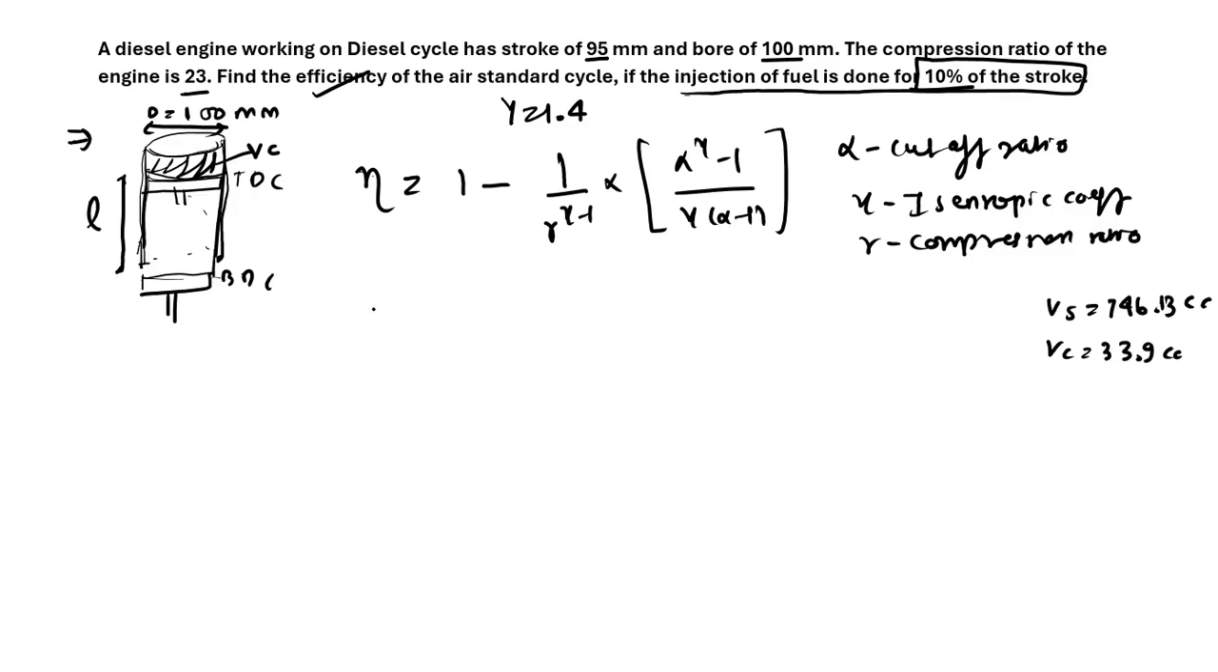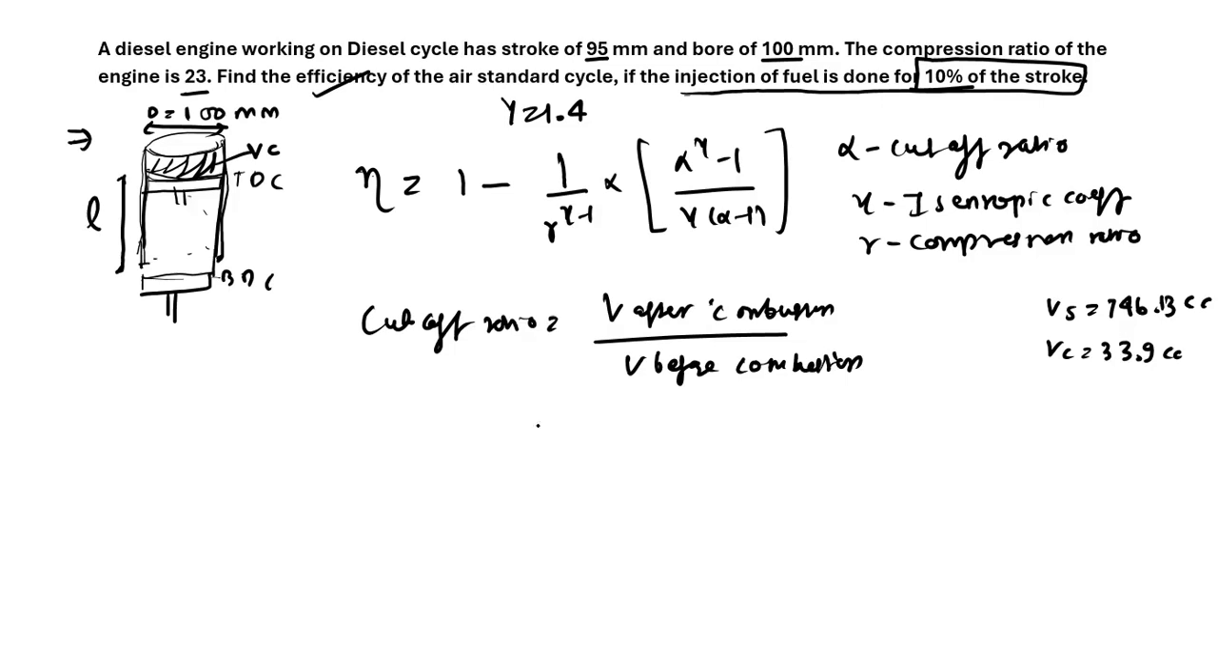So what does it mean? That the cutoff ratio, the definition of cutoff ratio, is nothing but the volume after combustion process divided by volume before combustion. We have volume after combustion as V clearance, which will always be there, plus 10% of the V swept, and we have volume before combustion as the V clearance only, because that is when we start injecting the fuel. After we inject it for 10% of the stroke, we stop injecting the fuel, and that volume will be the end of the combustion process. The combustion will start at the TDC where only the V clearance will be there, and zero V swept volume.